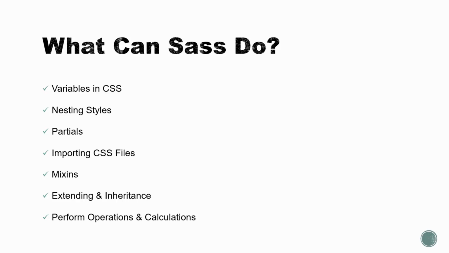Partials, we can include Sass files in other Sass files, and we do this by importing them. Partials have to start with an underscore. We also have something called mix-ins, which are basically functions that can be called throughout the file. So we can bunch CSS declarations together and run them at once. We can extend and inherit styles between selectors, and finally we can perform operations and calculations. So these are all things that CSS by itself can't do, but with Sass we can do all this stuff.